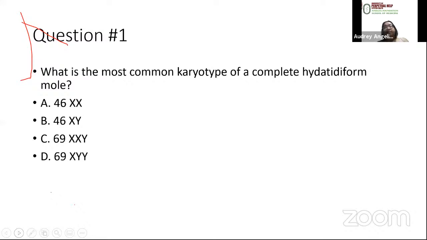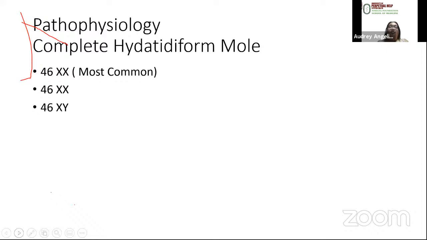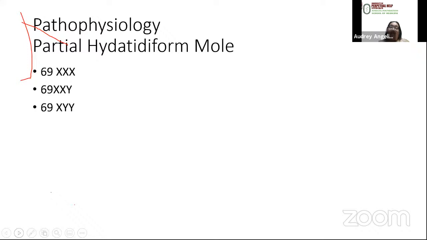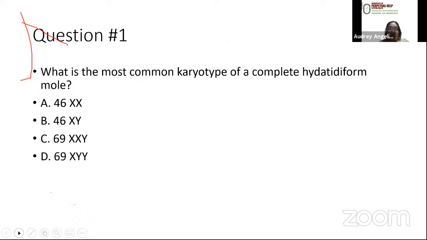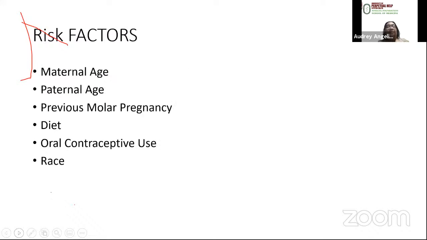So what's the most common karyotype of a complete hydatidiform mole? If you are asked this question, the most common would be your 46XX, although others would be possible also. If it's partial, it's 69XXX, XXY, or XYY. Okay. So the answer is XX. So risk factors for your GTD would be the following: extremes of maternal age, increased paternal age, any previous molar pregnancy, diet, oral contraceptive use, and race.